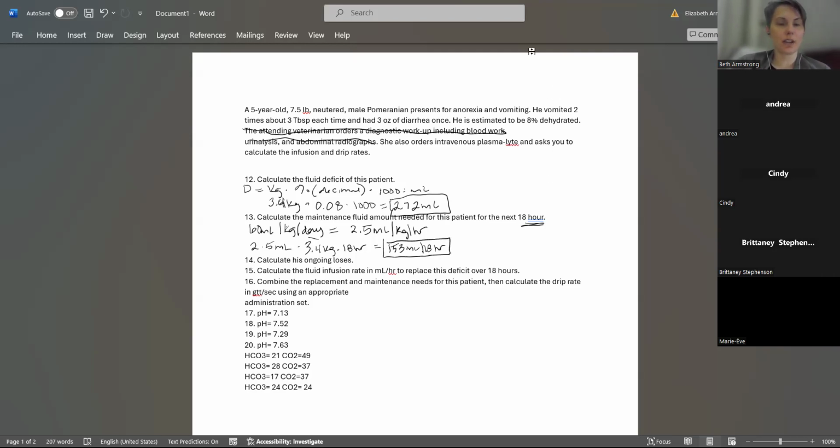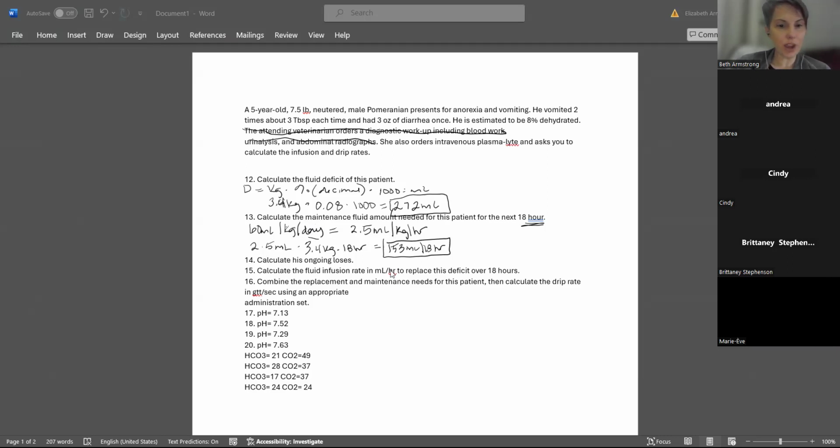All right. Let me just check. So how we got 2.5 was by taking that 60 mils, and then remember that our day's worth is 24 hours. So 60 divided by 24. We're leaving the kilograms because we're still going to need it. And then it brings it to that hourly rate. So that's where we got that 2.5 mils per kg per hour.